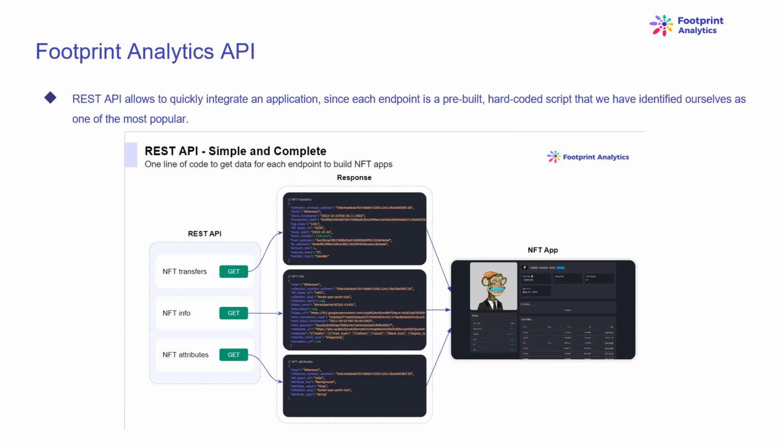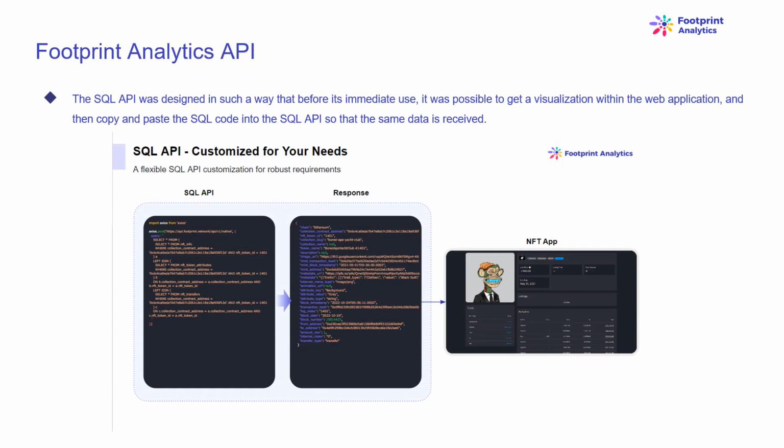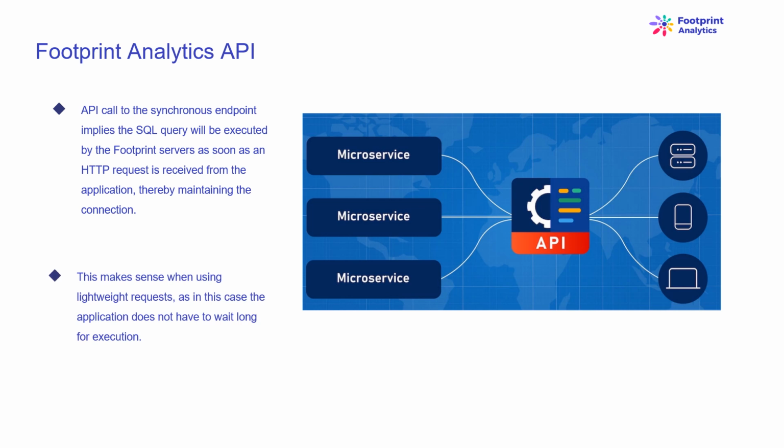REST API allows you to quickly integrate an application, since each endpoint is a pre-built, hard-coded script that we have identified ourselves as one of the most popular. All endpoints come with easy-to-use tools for filtering, sorting, and pagination. The SQL API is a more flexible interface and allows you to get data for more narrow scenarios. The SQL API was designed in such a way that before its immediate use, it was possible to get a visualization within the web application, and then copy and paste the SQL code into the SQL API so that the same data is received.